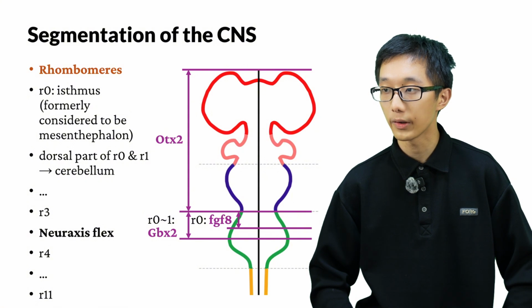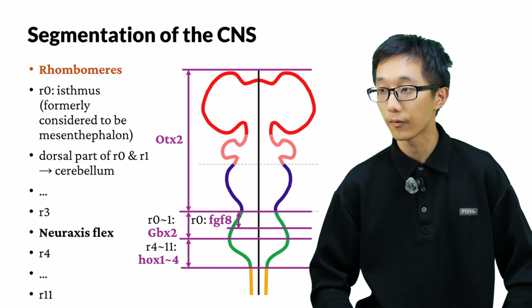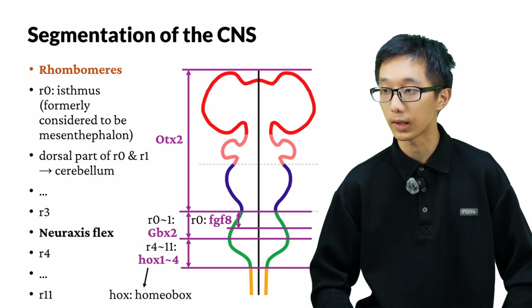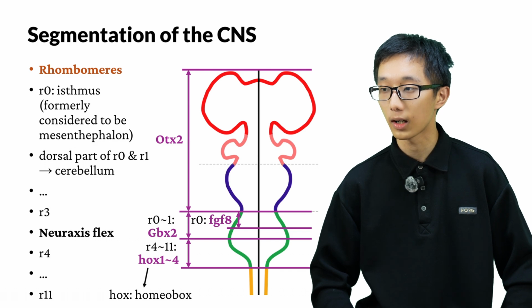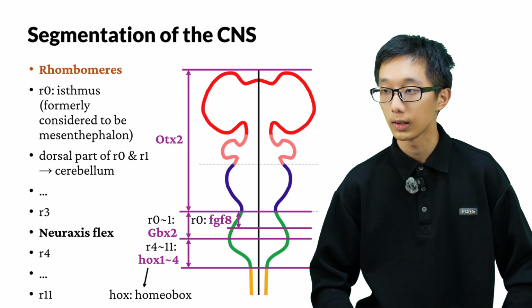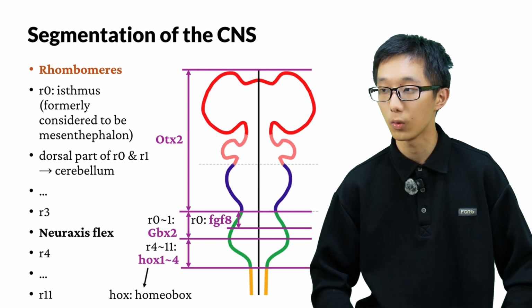R0 and R1 are further marked by GBX2, while the rest, R4 to R11, are marked by the genes HOX1 to HOX4. HOX stands for homeobox. Homeobox proteins are a family of proteins discovered in the fruit fly, later applied to and also found in the human brain. They are crucial genes for managing the development of the whole body.